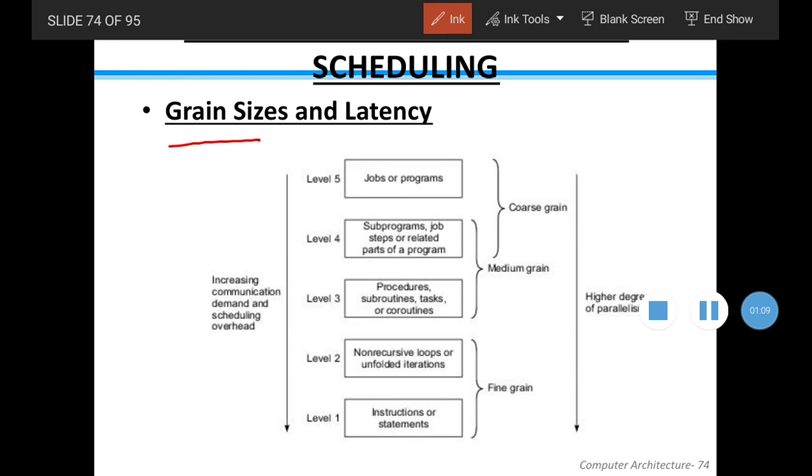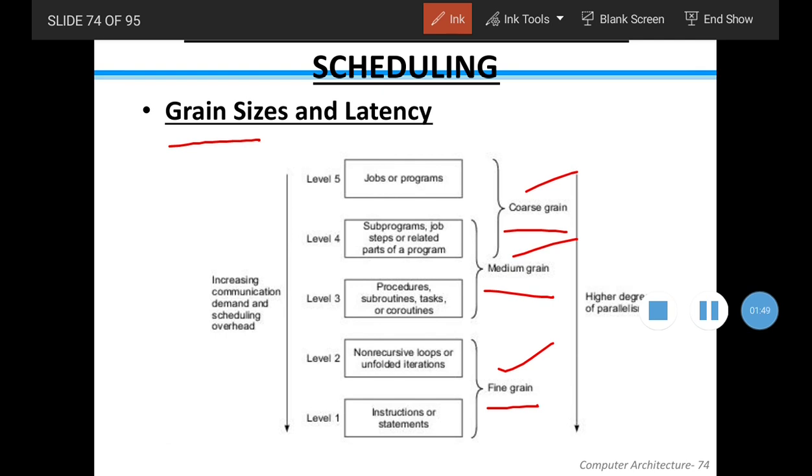Again, grain size can be determined by the basic program segment chosen for parallel processing. So it can be taken as fine grain, medium grain, and coarse grain, depending on the size of the program segment we are choosing for parallel processing. Again, we are dividing it into fine grain, medium grain, and coarse grain.